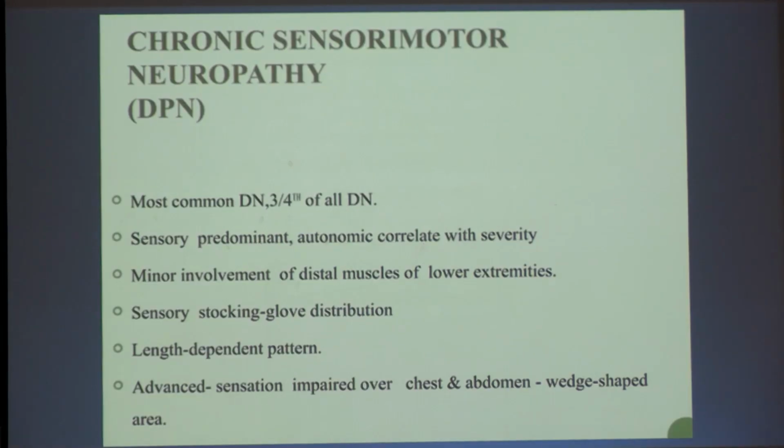So chronic sensory motor: sensory predominant rather than motor, minor involvement of the distal muscles, sensory stocking and glove distribution, length dependent pattern, and lastly may be associated with impairment of sensation over the chest wall and abdomen.